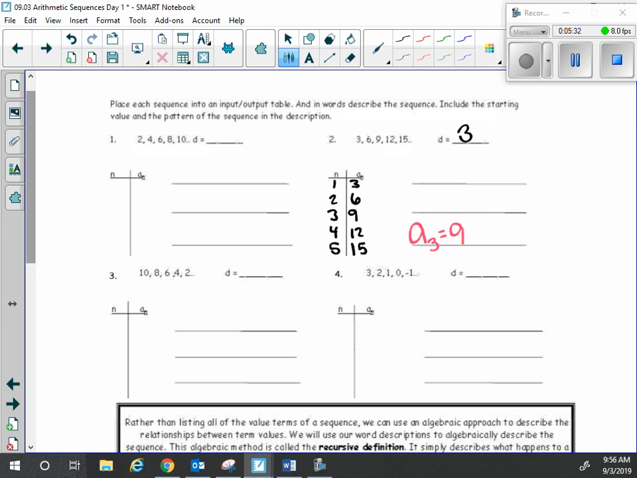If I'm going to give a verbal description of this, I'm going to talk about where did I start and what am I doing every next term. So where does my sequence start? 3. So my first term, I start with 3. And then for every term thereafter, what am I doing? Adding 3.